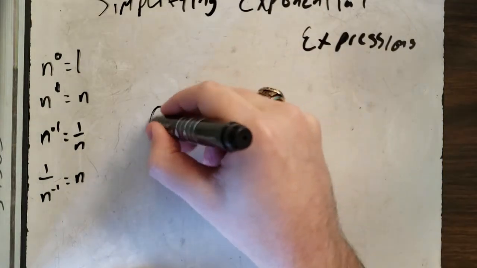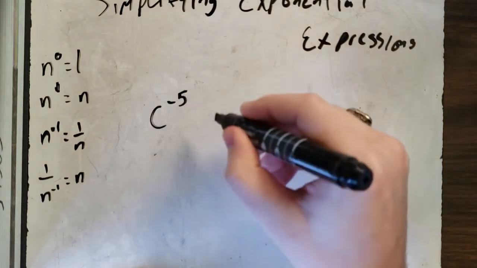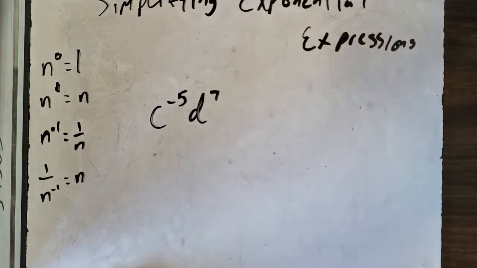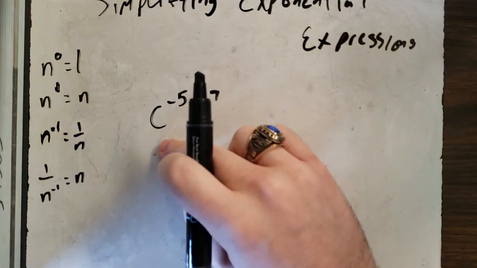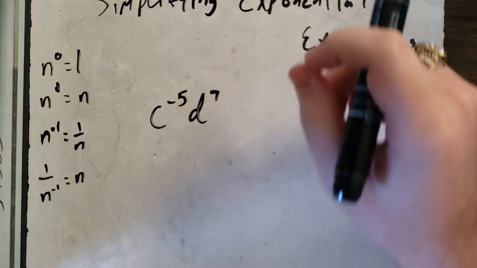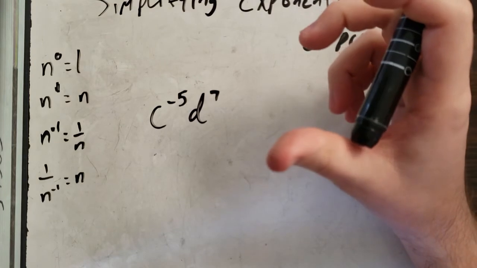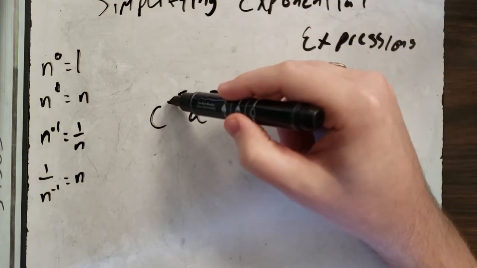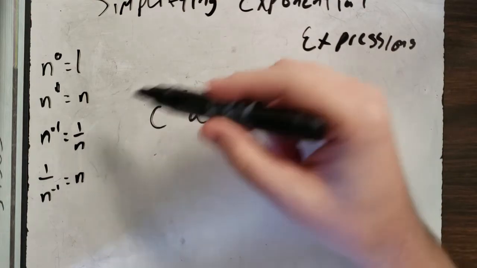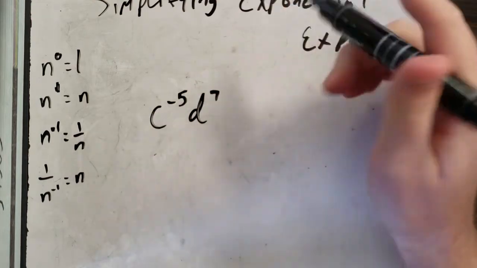Let's try c to the negative 5, d to the 7th. So we have a c and a d. Negative 5 goes to our c, and 7 goes to the d. So let's look at our exponents. Our c is a negative exponent, so we know that has to move. But our d does not, so it can stay where it is.